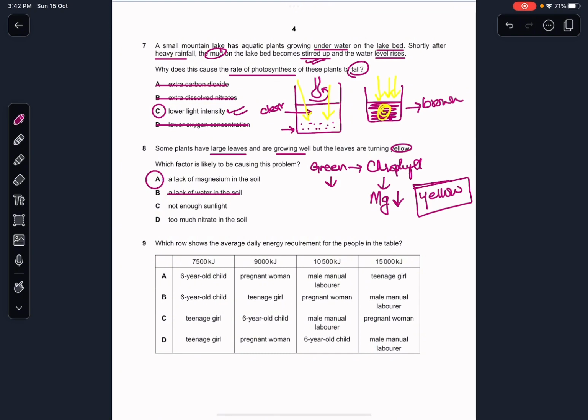Lack of water, no, that is going to cause the plant to wilt. Not enough sunlight, no, that would not be the answer. Too much nitrates, no, that cannot be the answer as well.